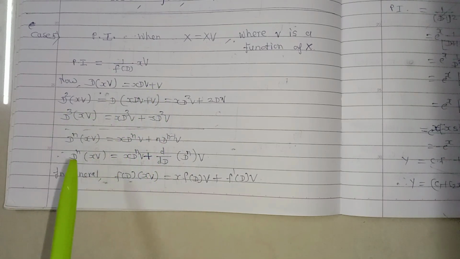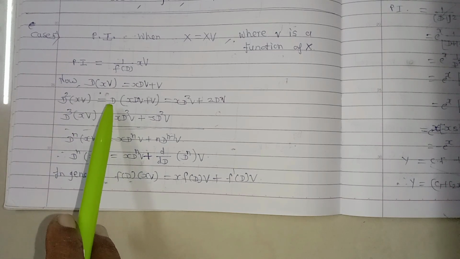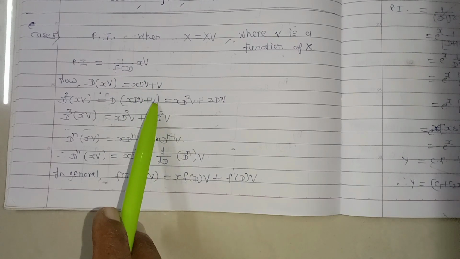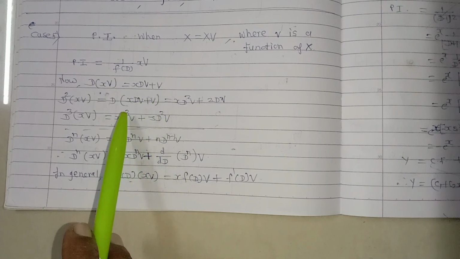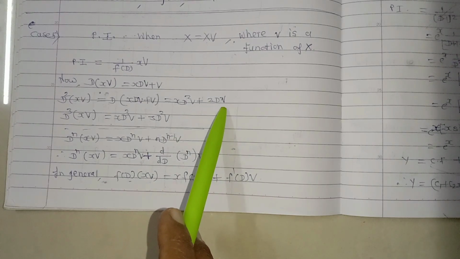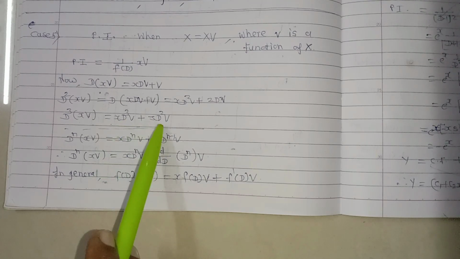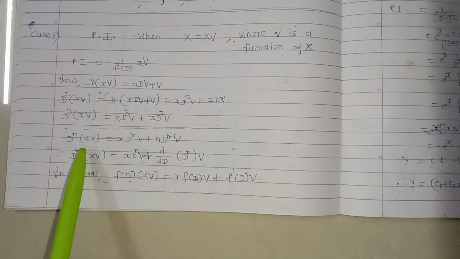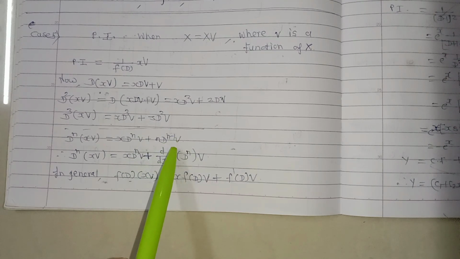Now we take the second derivative of x phi, that is D squared of x phi, which equals D of (x D of phi plus phi). That is D of x phi, but D of x phi is x D of phi plus phi, so it equals x D squared of phi plus 2 D of phi. Similarly, D cube of x phi equals x D cube of phi plus 3 D squared of phi. Continuing in this way, we get D raised to n of x phi equals x D raised to n of phi plus n D raised to n minus 1 of phi.